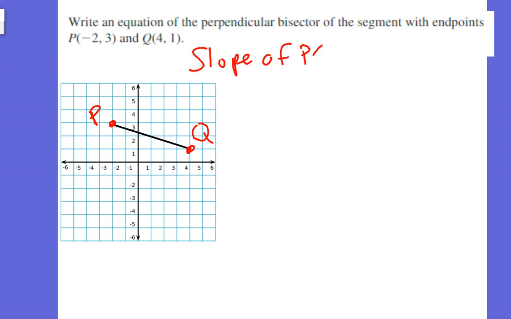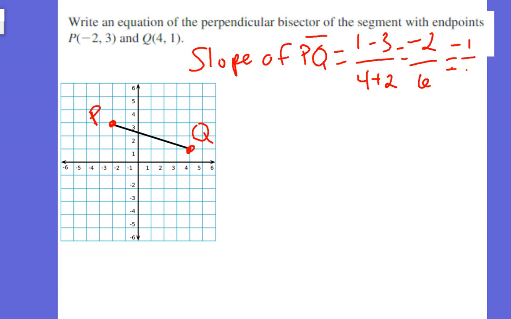So the slope of PQ is equal to change in y over the change in x. So 1 minus 3 over 4, negative makes positive, 4 plus 2. So we get -2 over 6, which simplifies to -1/3. So the slope of this current line that we have is -1/3. And that makes sense: down 1 over 1, 2, and 3. Rise over run. So that's the slope.